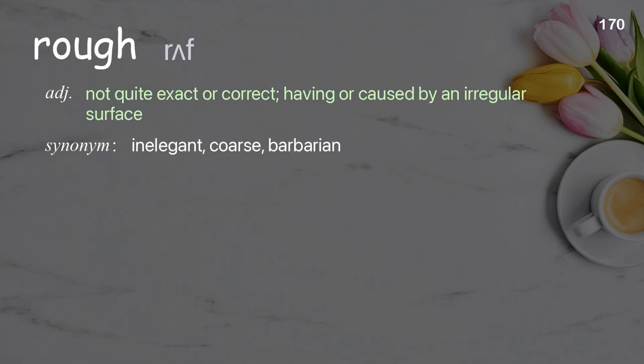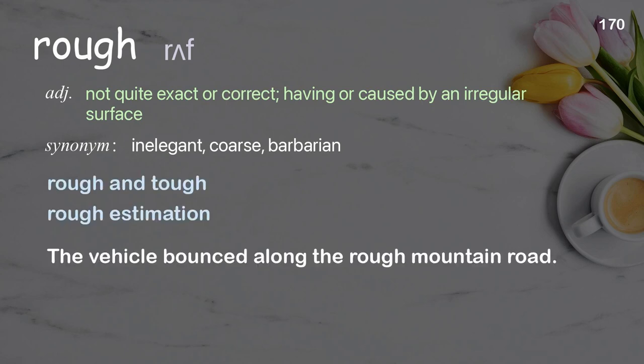Rough. Not quite exact or correct, having or caused by an irregular surface. Examples: rough and tough. Rough estimation. The vehicle bounced along the rough mountain road.